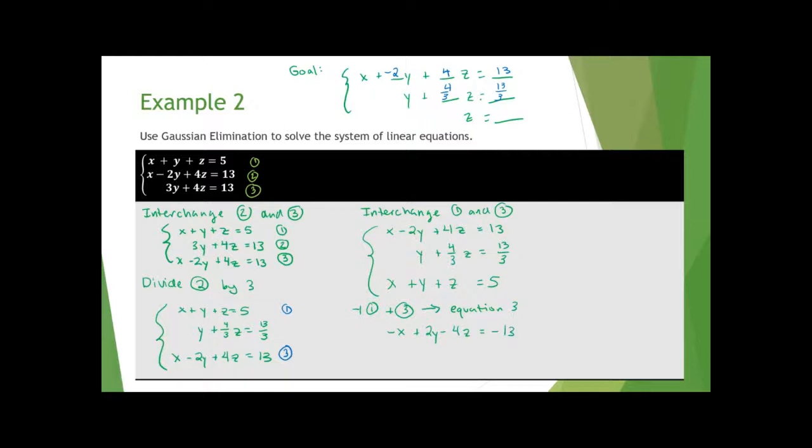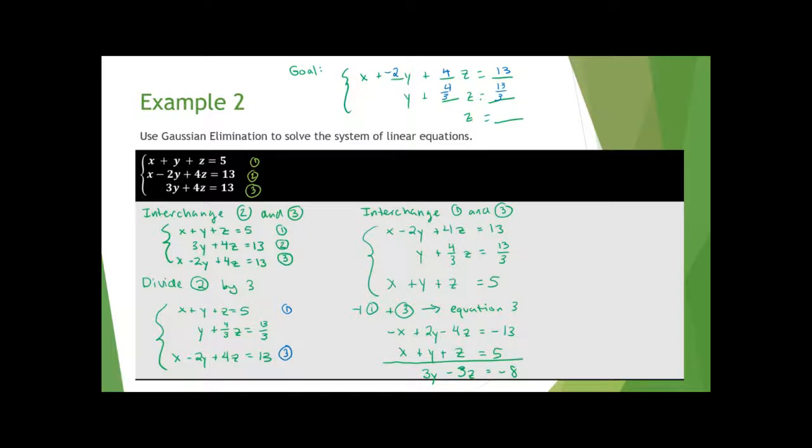My stylus, or the writing, is a little delayed here. Now I'm going to add that to equation 3, which is x plus y plus z equals 5. Now I'm going to add these together. Negative x plus x is 0. I have 2y plus y, that gives me 3y. Negative 4z plus z, that's negative 3z. And then negative 13 plus 5, that is negative 8. So we have 3y minus 3z equals negative 8. Okay, so that's actually going to become our equation 3.